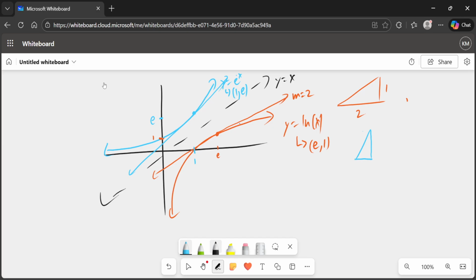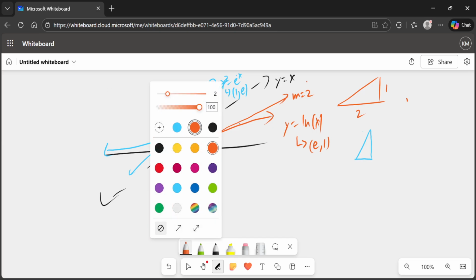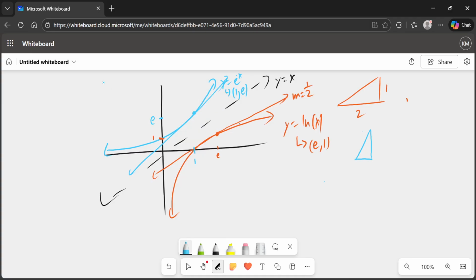Sorry, I meant let's just say m equals 1 half over here, right? Then on our inverse, the slope is going to become 2, and that's 1 over 1 half. So that's 1 over f prime of e is equal to 2.